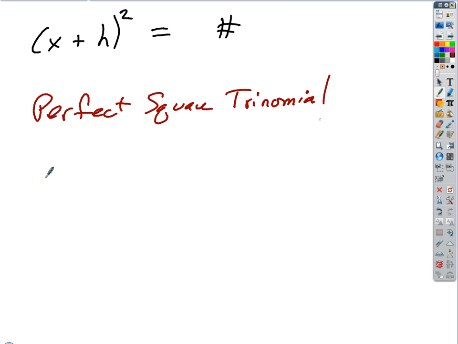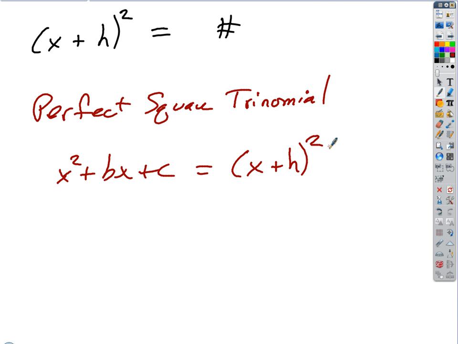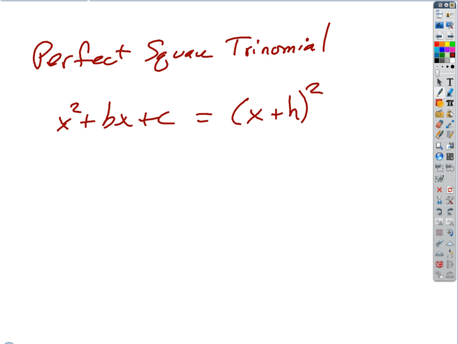A perfect square trinomial is one where we have something like ax squared plus bx plus c is equal to, and I won't even put the a in there. Let's not even confuse things with the a for now. X squared plus bx plus c equals x plus h quantity squared. Okay. If the trinomial can be written as a single factor squared, then that's what we call a perfect square trinomial.